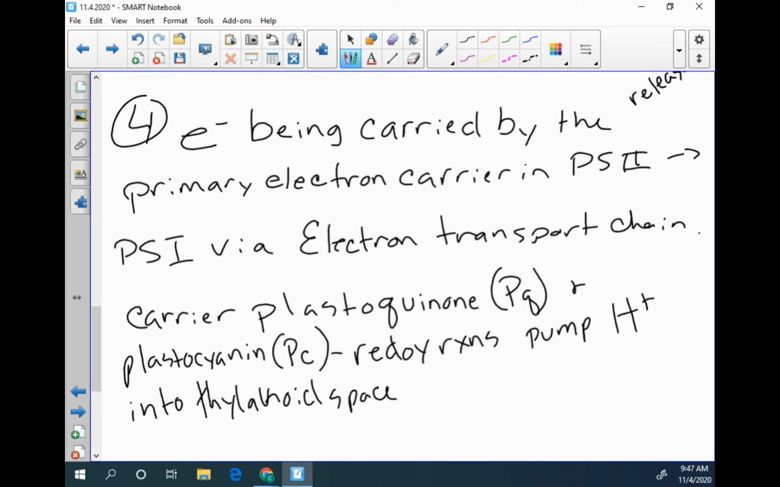This first electron transport chain, getting from PS2 to PS1, or photosystem 2 to photosystem 1, will go through these two carriers, and those carriers will carry out redox reactions to pump hydrogen ions into the thylakoid space.